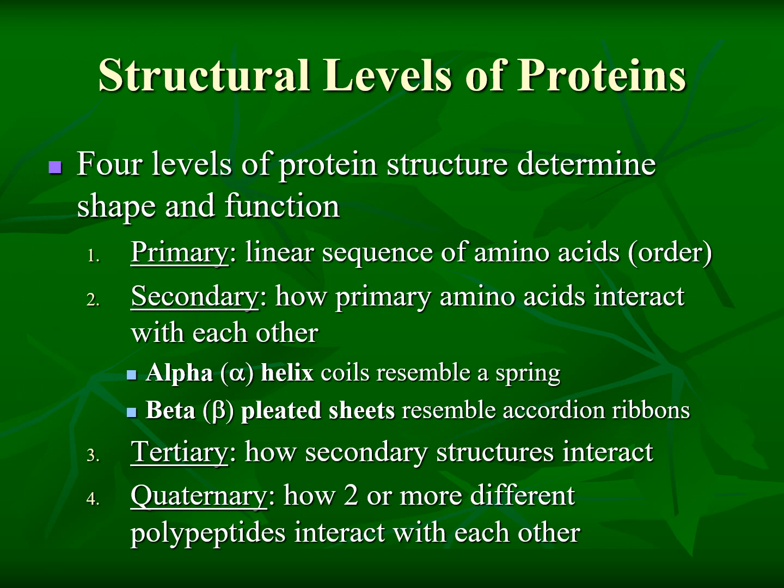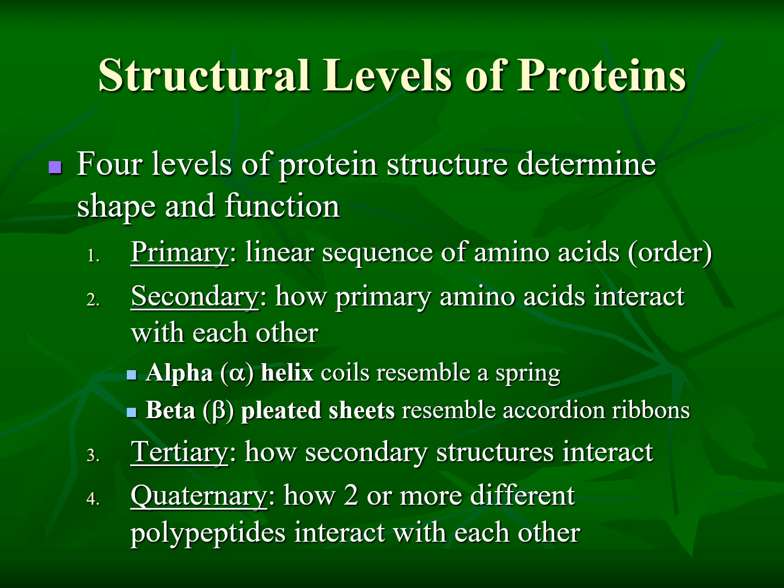Now we have different structural levels of proteins. There are 4 different levels. We refer to them as the primary, the secondary, tertiary, and quaternary structures. The primary structure is simply the sequence of amino acids. Think of it like a long chain. Is it glycine, alanine, glycine? Or is it glycine, valine, alanine?